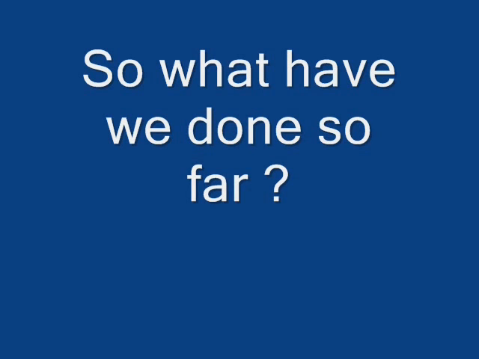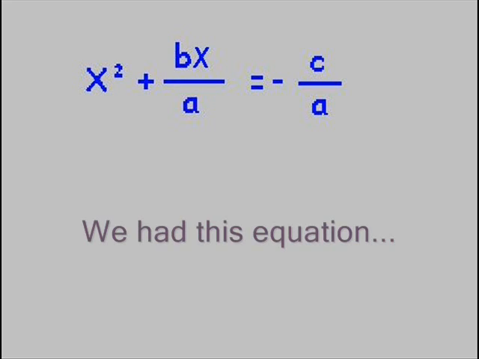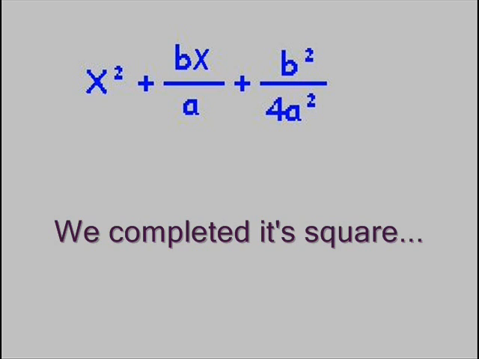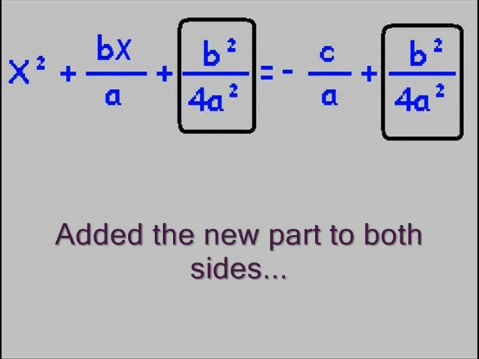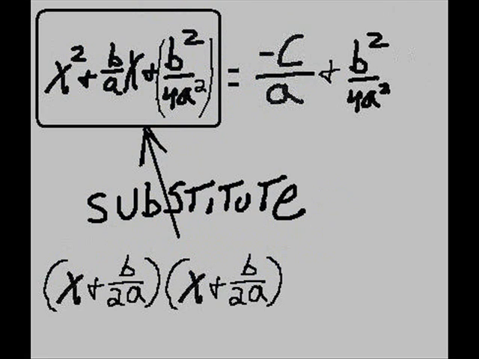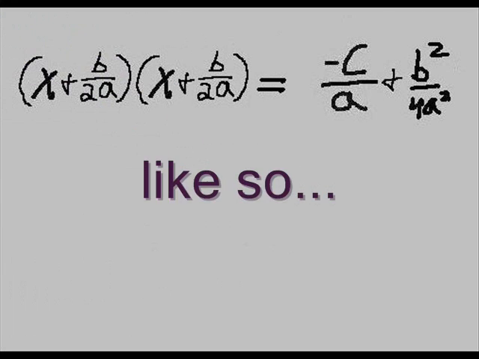What have we done so far? Well, here we have x squared plus bx over a equals negative c over a. What we did was we completed the square: x squared plus bx over a plus b squared over 4a squared. And then we added that completed square part to both sides. In the end, these 2 factors are the factors of that expression, x squared plus bx over a plus b squared over 4a squared. Now we substitute those 2 factors in for the expression it represents, like so.